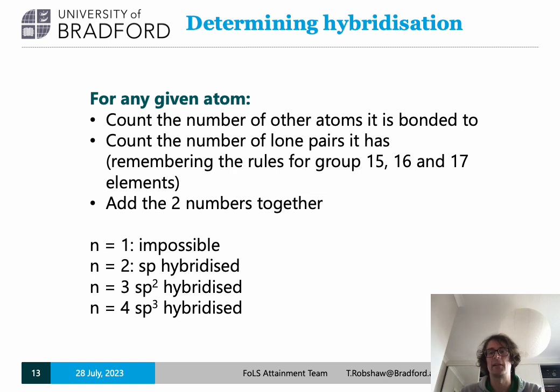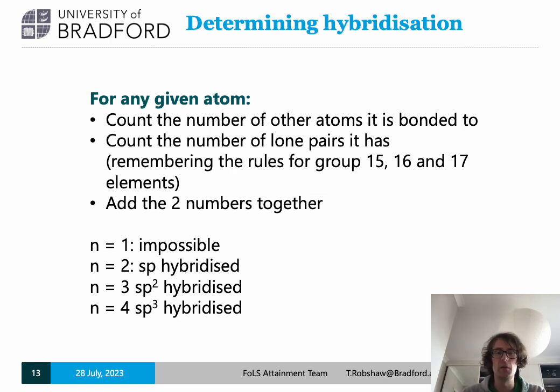So for any given atom, first count the number of other atoms it's bonded to, then count the number of lone pairs it's going to have, remembering the rules from the previous slide for group 15, 16 and 17 elements, and then just add the 2 numbers together. So when your answer equals 1, that's impossible. If the answer you arrive at is 1, you've done something wrong in your thinking.